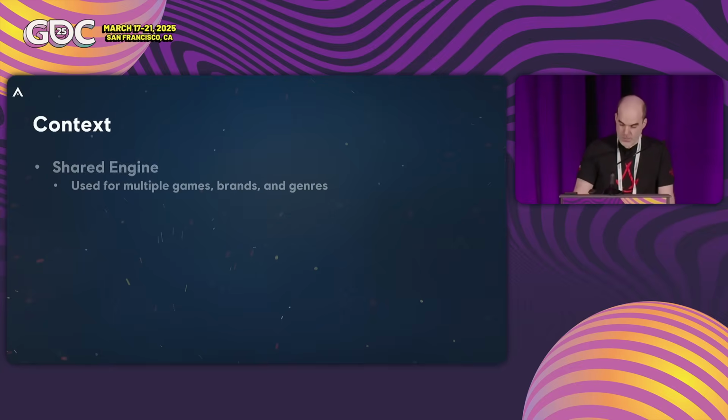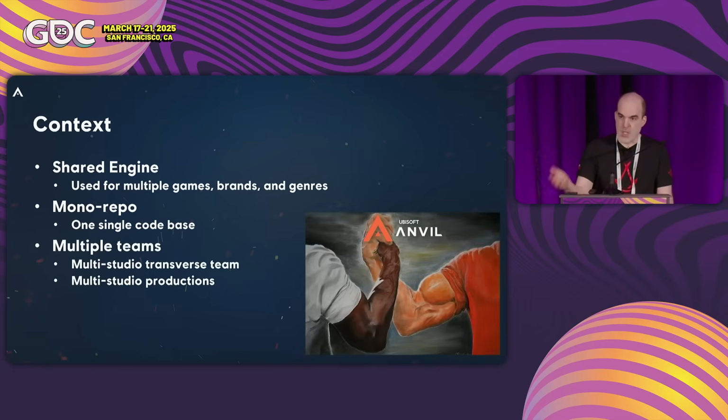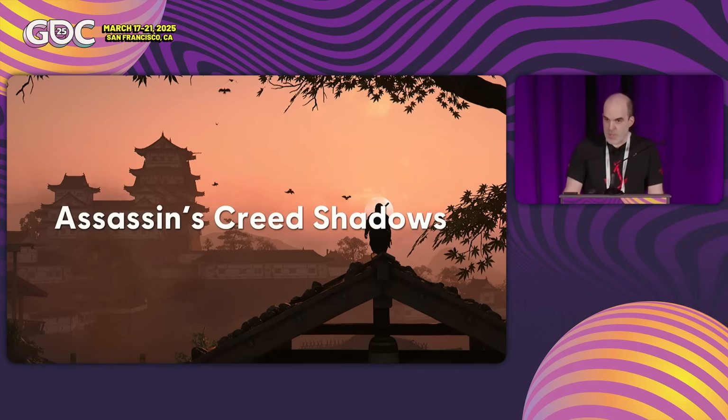So today, we work with Anvil as a shared engine across multiple games, genres, and brands. We work in a monorepo, one single code base, and our teams are scattered across the world between the tech teams and the production teams working all together. So now, let's dive into Assassin's Creed Shadows.